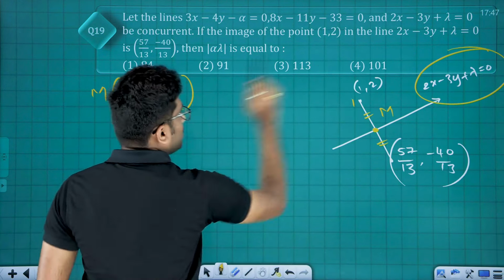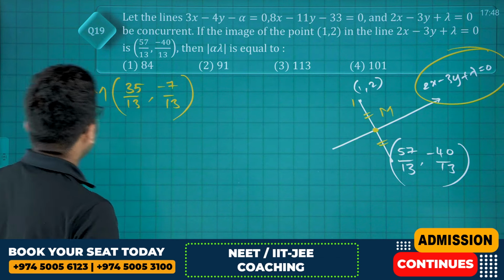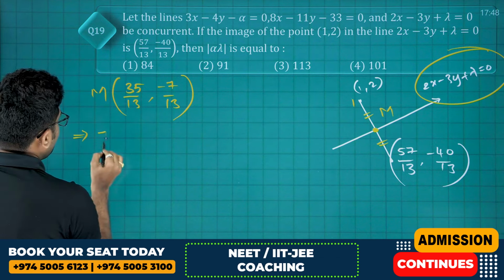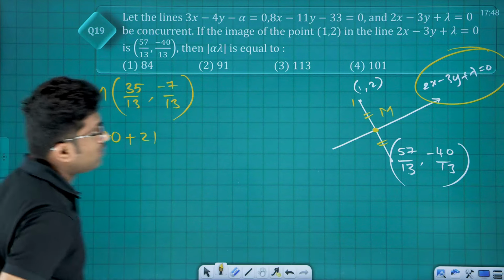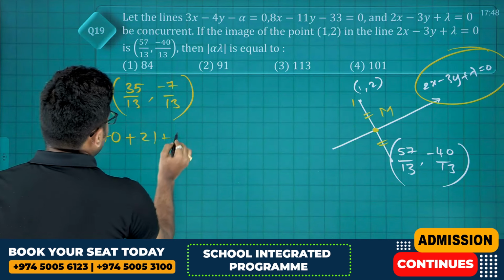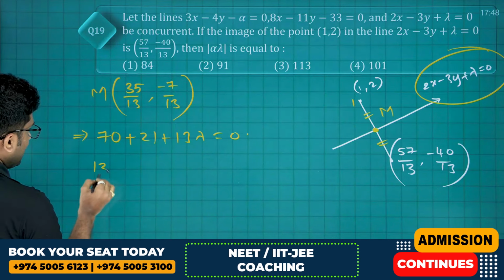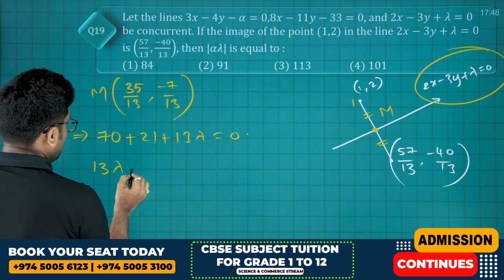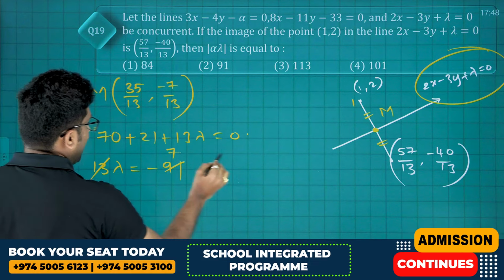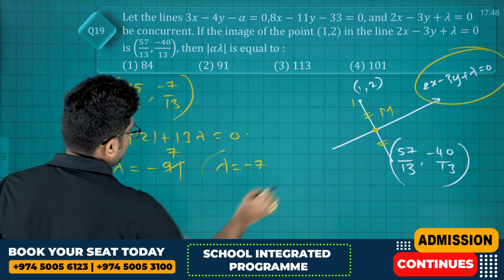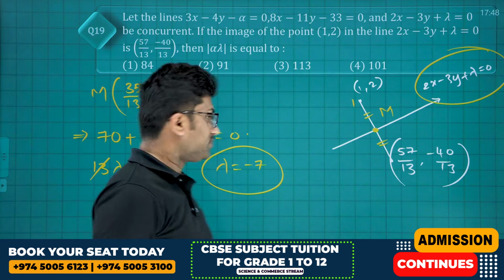So we'll substitute this point on this line first. If we substitute, what happens? 2 into 35/13 is 70/13, plus 7 threes are 21, plus 13 lambda equals 0. So 13 lambda equals minus 91, and lambda equals minus 7. Okay, we have got this.